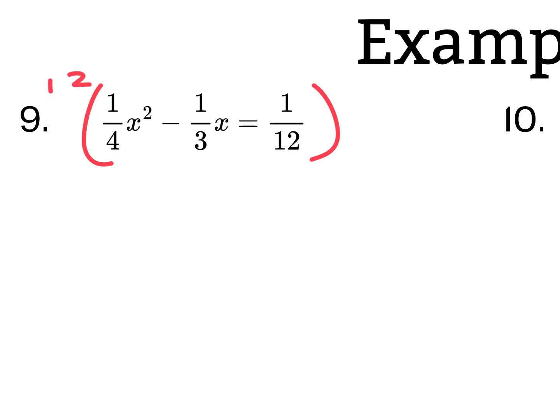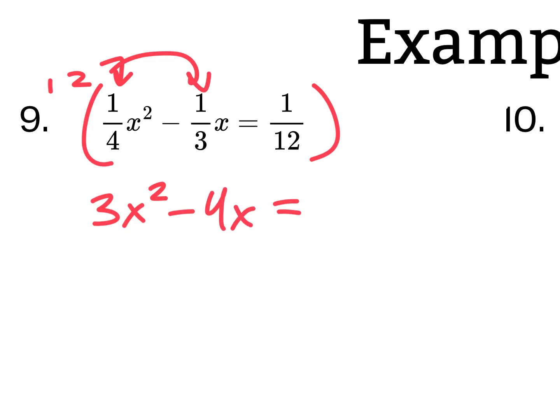Does it have to be 12? Could you have done 24? Could you have done 36? You can do any number that would be a common denominator. It's just easiest if you do the least common, so you have less simplification. But the only step we have to do here is multiply. 12 times 1 is 12 divided by 4. So 3x squared. 12 times 1 divided by 3 minus 4x equals 12 times 1 is 12. Divided by 12 is 1.